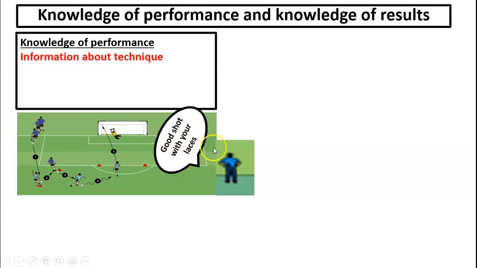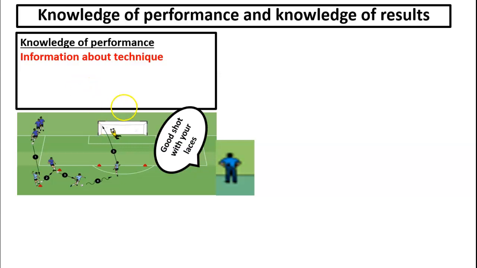Now you should be able to tell that from what this coach has said here, because he said good shot, not just good shot. That's not specific enough. What he said is good shot with your laces. Now that is telling the performer information about their technique, because good shooting technique would often involve kicking the ball with the laces of your shoe or foot or boot. So that is why they've used that.